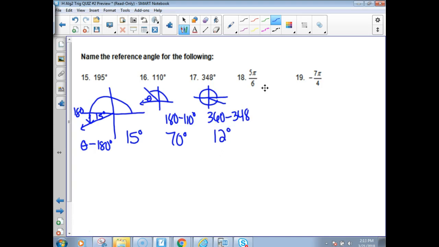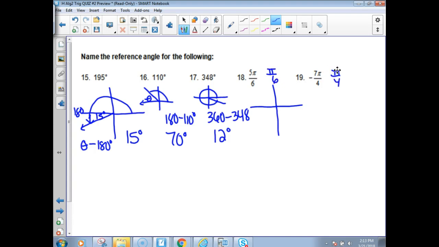Okay, 5 pi over 6. Where is 5 pi over 6? Now, if you want to think about it as degrees, that's okay. But your answer has to be in radians. The answer is pi over 6. And this one's pi over 4.